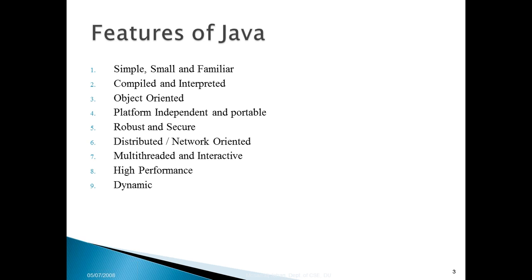Next one is compiled and interpreted language. You know what a compiler is, right? Which converts the high level language into low level machine language. Why is it said to be compiled and interpreted? Because every programming language has a compiler. Yeah, that's what I'm telling you.